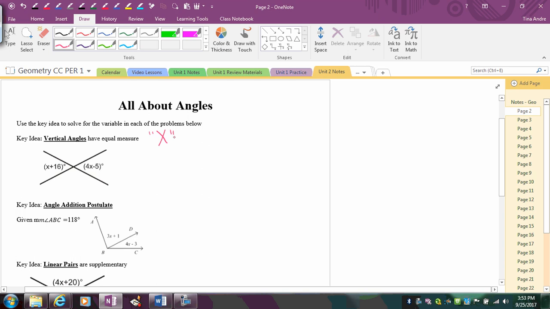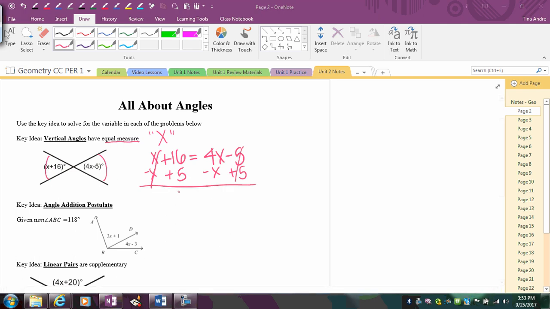So I always tell people look for an X shape, and that's your vertical angles. And they're always equal to each other. So to solve for x in this first example, what we can do is we can set these equal to each other. So we'd have x plus 16 equals 4x minus 5. And then we just solve for x. So we'll go ahead and subtract x from both sides. Let's add the 5. So we end up with 21 equals 3x, divide by 3, and we get 7 equals x. So that's the first step. So vertical angles, you're always looking for an x. It's the angles across from each other.